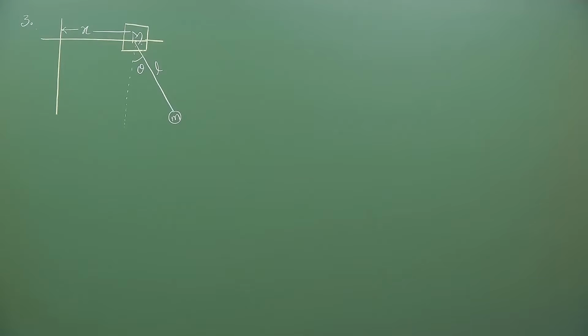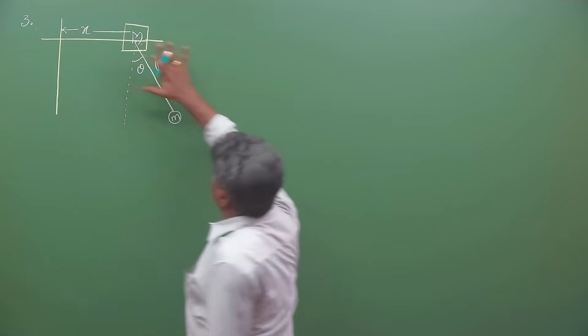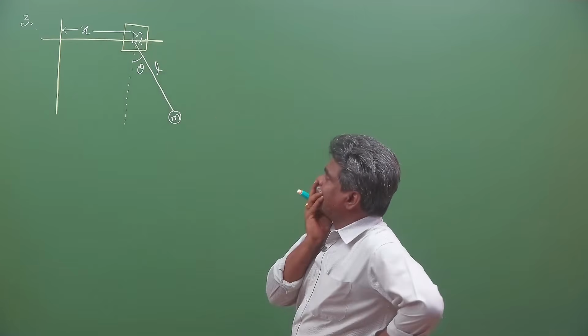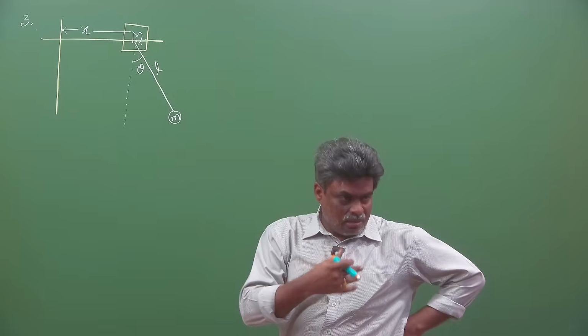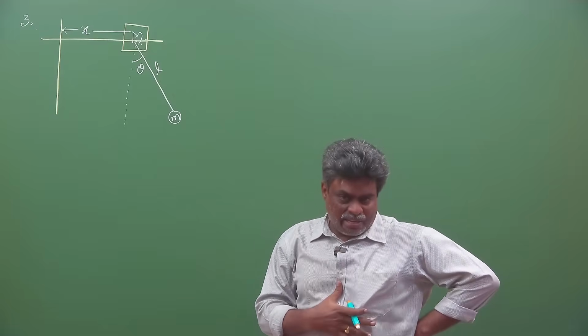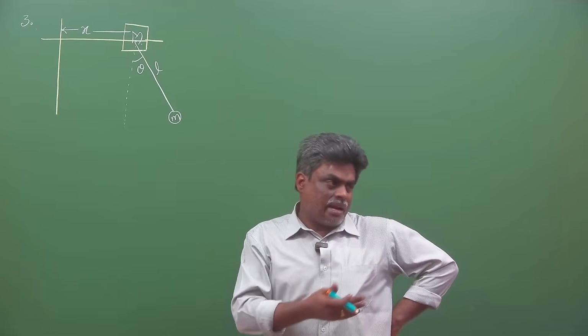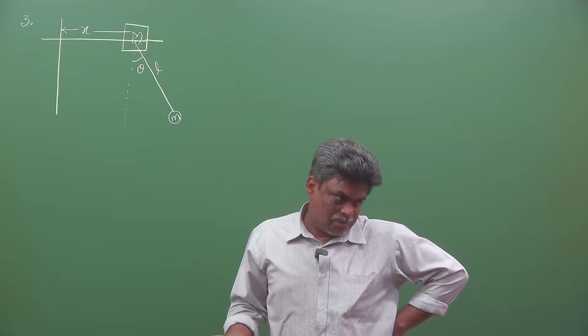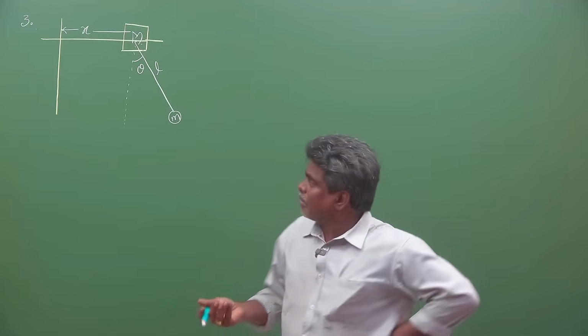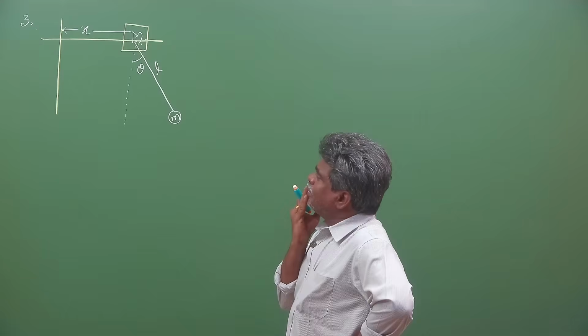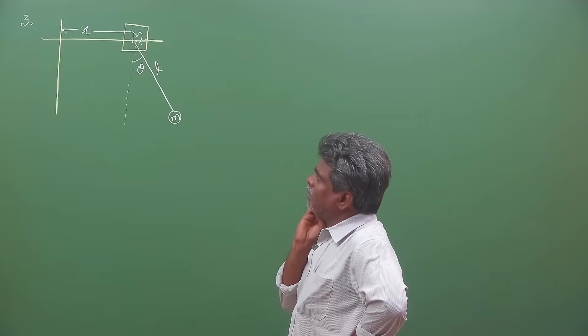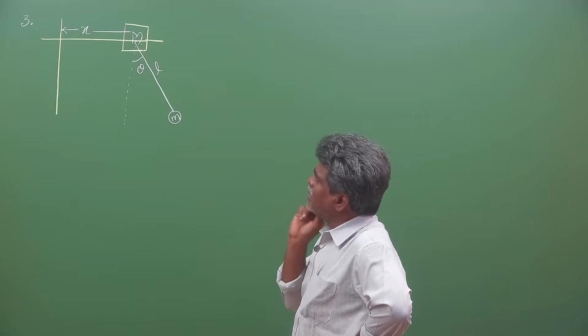Right. Now listen. I request you, please observe the diagram. I am explaining how to handle the problem. If you listen carefully, the same idea you have to apply to the next problems. So please listen carefully. Now observe the diagram. How many masses are there? Two masses. One is a capital M, another is a small m.